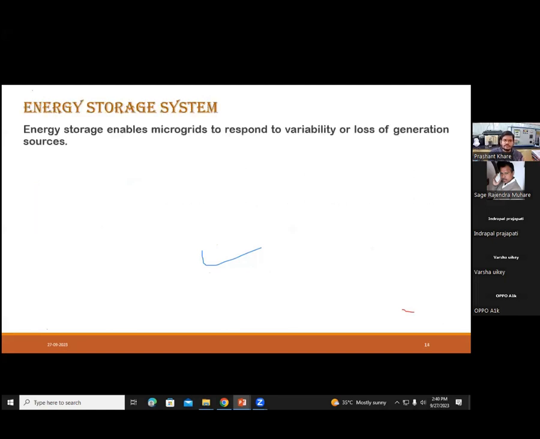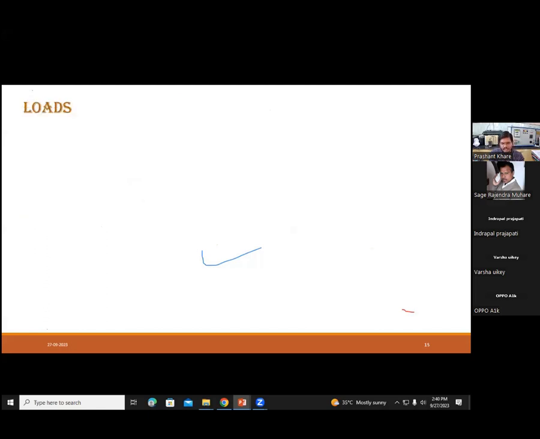Energy storage system, like I told, is used just to cope with the imbalance between generation and demand. It may be a flywheel, it may be hydro pump, meaning your pump storage plant. It may be an ultra capacitor, super capacitor, or batteries. Loads, generally we consider of two types only, critical and non-critical, but we have one more type of load that is called reschedulable load.